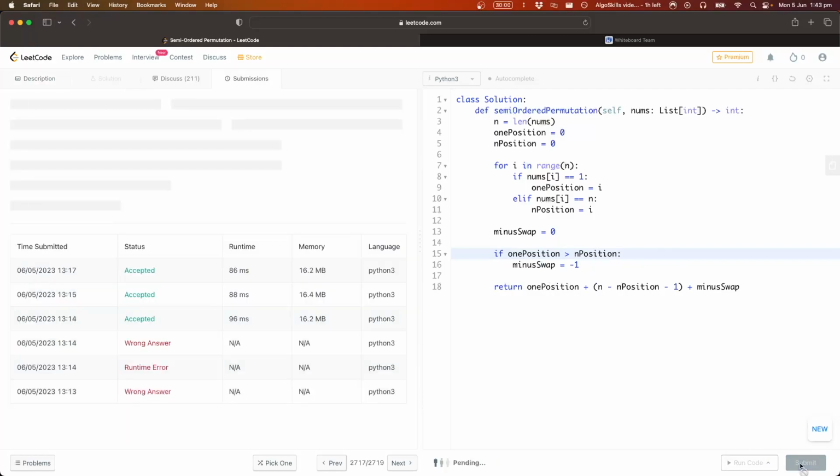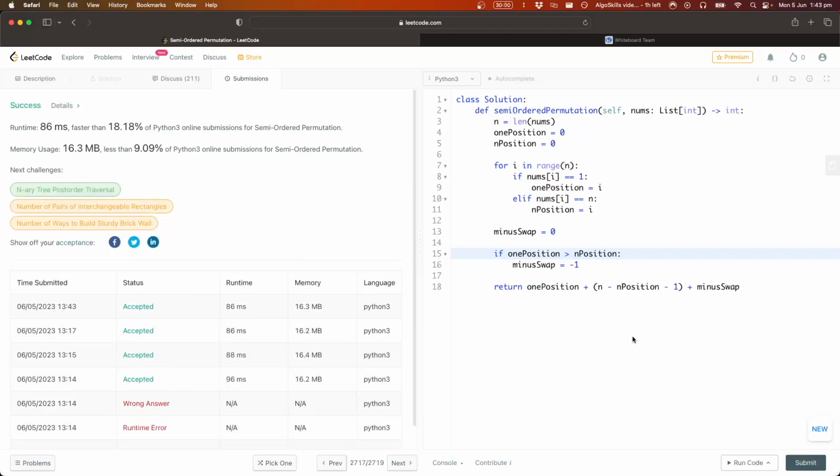So let's submit this. Let's see if this is running fine. As you can see, it passes all the tests.